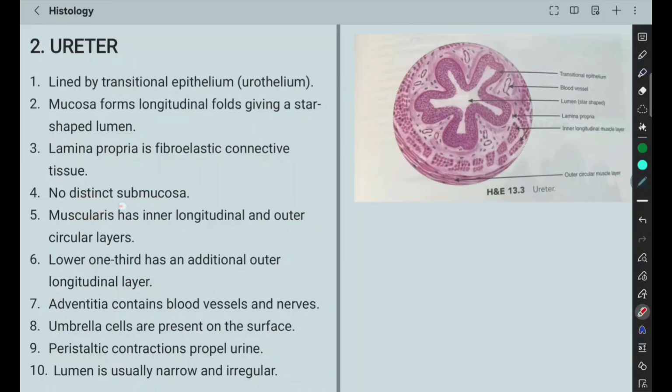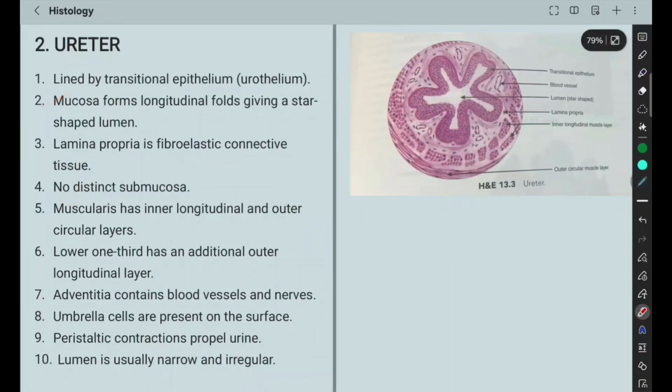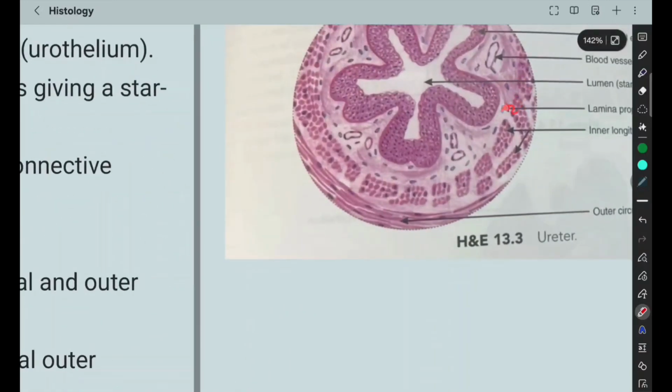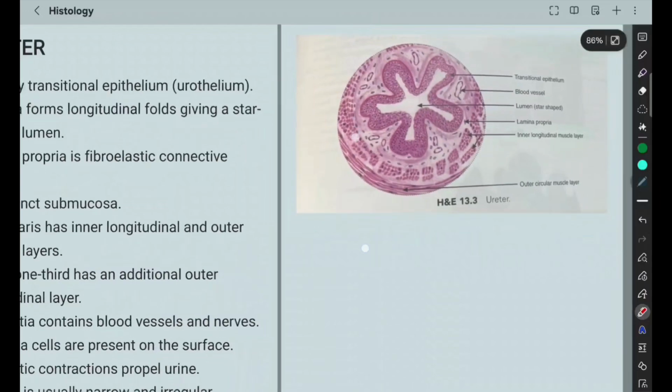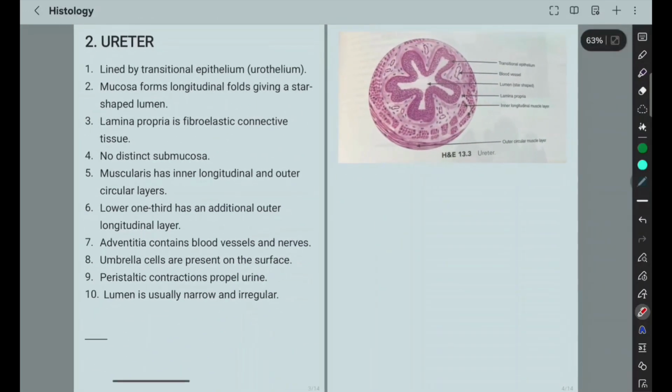Then what about the submucosa? There is no distinct submucosa present. Okay, so when we talk about mucosa, immediately what about the submucosa? No distinct submucosa. Then we can see some small blue color thing over here, that is lamina propria. So this lamina propria is fibroelastic connective tissue.